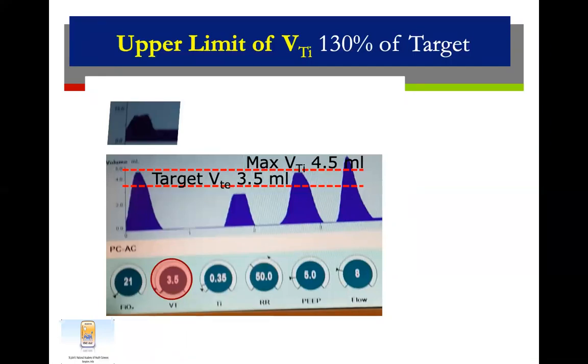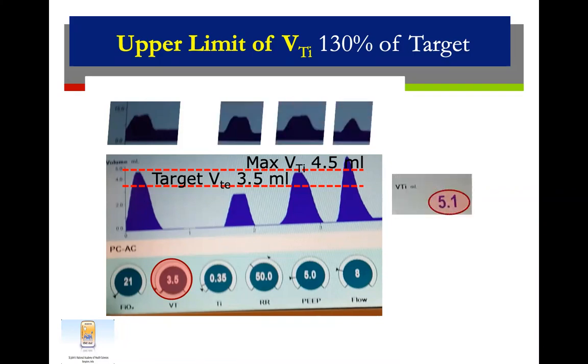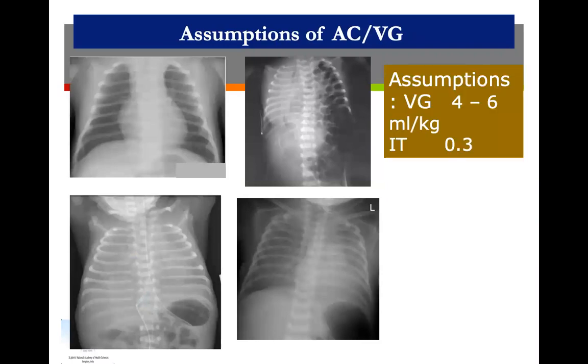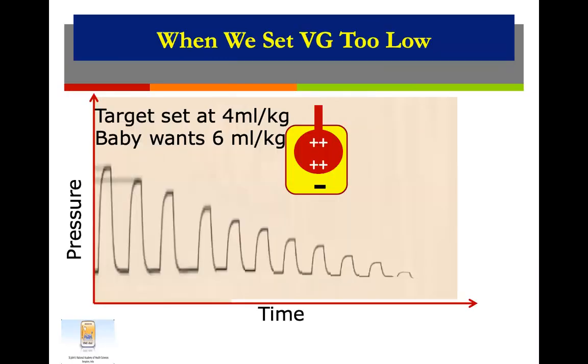So I just want to say that the upper limit of the tidal volume should be kept at like 130% of the target. Supposing you are setting a VG too low, and the baby wants 6 ml per kg. This is important. If you are keeping 4 ml and the baby wants 6 ml, the baby will generate its own pressure, and the ventilator will keep thinking that it doesn't require it, so it will keep on reducing the pressure. And then the work of breathing for the baby is going to increase. So this is important to be kept in mind.